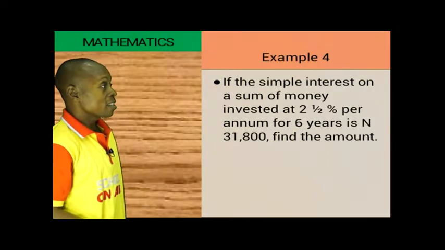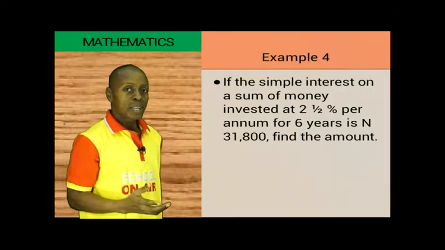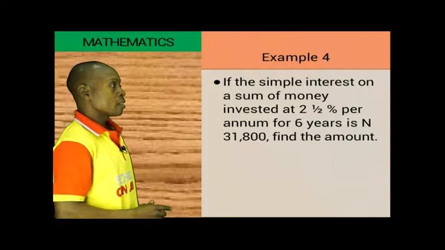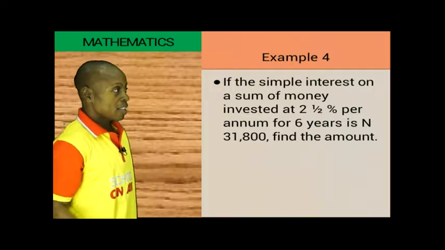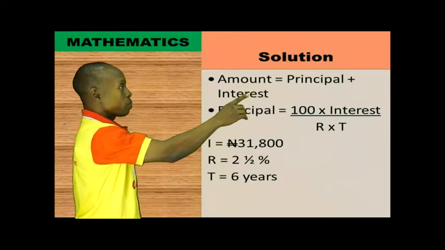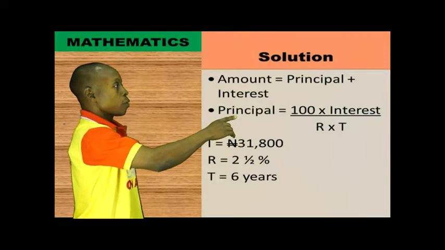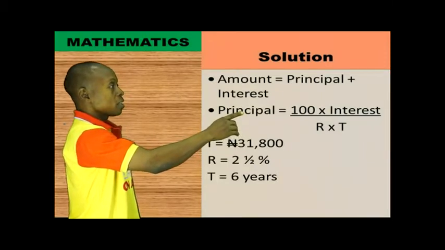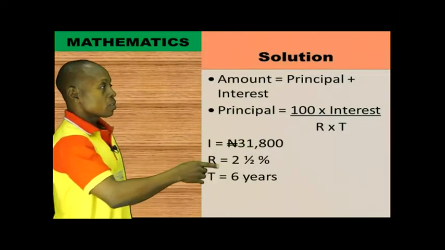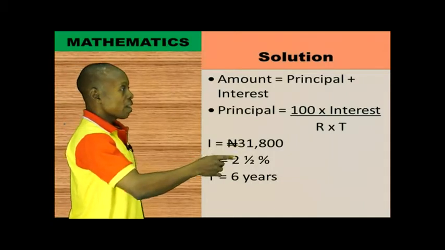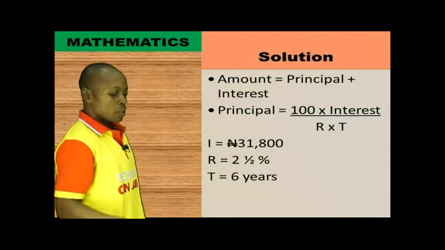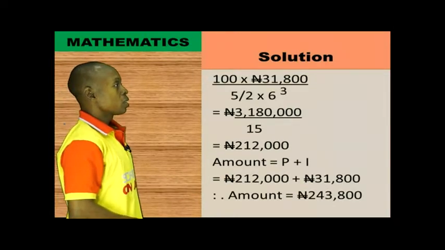So in the last example, which is example 4, we are asked to find the amount, and I told you to get the amount, the amount is equal to principal plus interest. Don't forget. And we inserted the values given in the question. After writing out the formula amount equals principal plus interest, we said principal is equal to 100 multiplied by interest all over rate times time, and we write out our values. The interest 31,800 naira, rate 2.5%, and time 6 years. I will slot in the values into the formula.